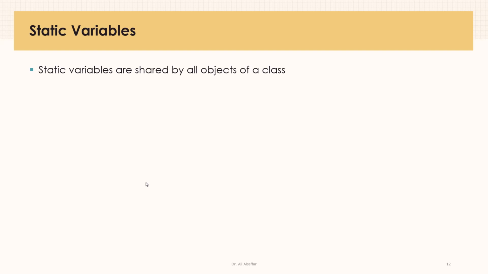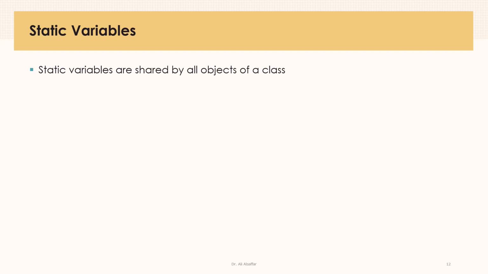Our next topic is static variables and static methods. You have already seen or used the word static when you define the main method, when you say public static void main. Now we will talk more about static variables and static methods.